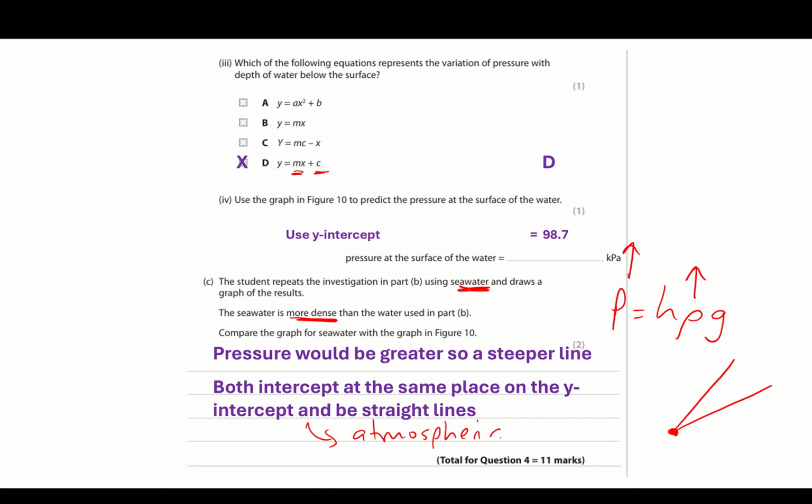Now, that mark was missed by lots of people. People said the pressure would be greater, but they didn't mention that it'd be a steeper line, because it says compare the graph. So you've got to talk about the graph, not just what's going on. And that's that done.